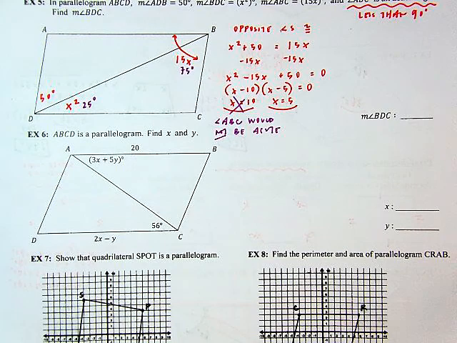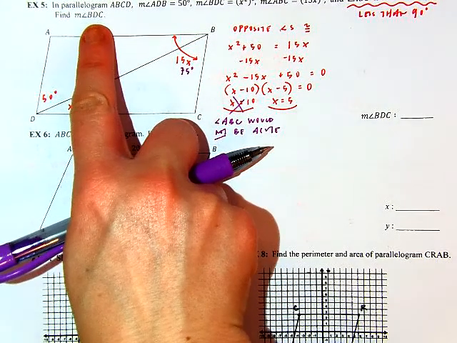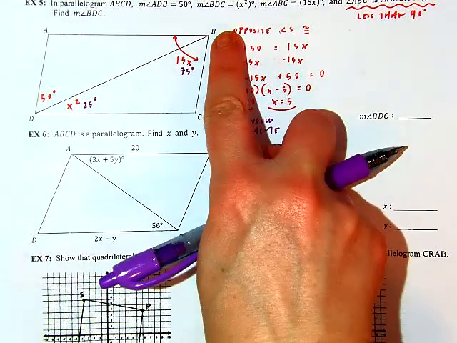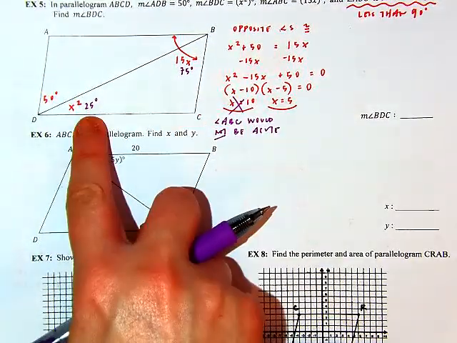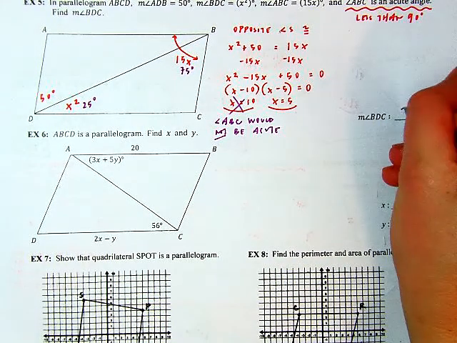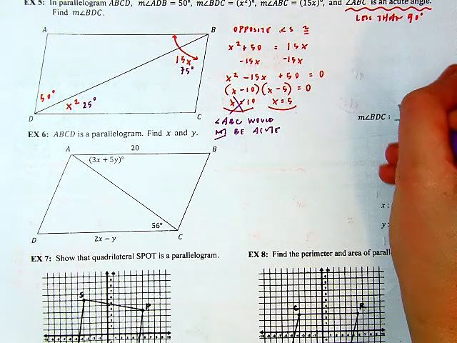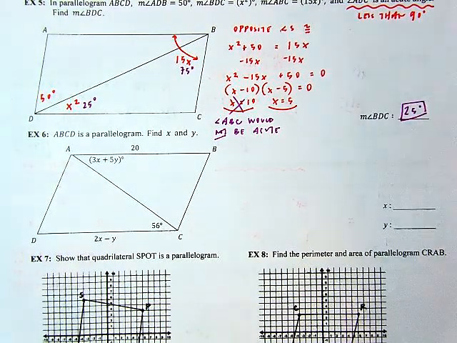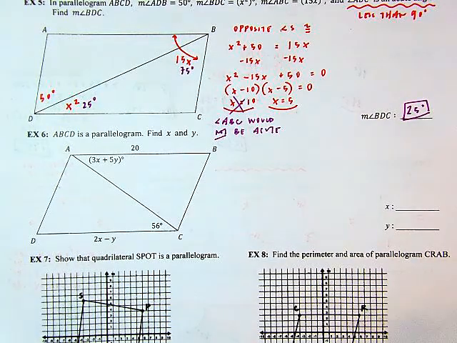Okay, now I'm asked for the measure of BDC. So if I want BDC, that measure is 25 degrees. All right, next up.